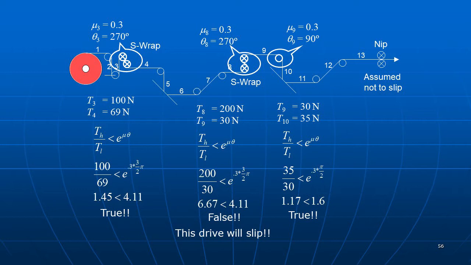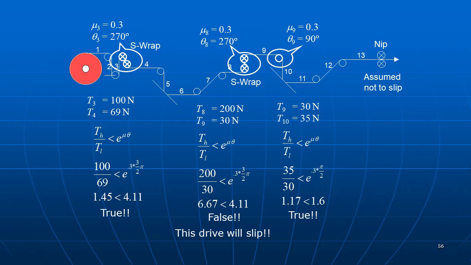Now, if we look at our second roller here, we've got 200 newtons on the upstream side. We calculated that we only had 30 newtons on the downstream side. That's a TH over TL of 6.67. That is definitely bigger than the 4.11. So our capstan formula is not satisfied. That roller is going to slip. And we'll come back and talk about that in a second.